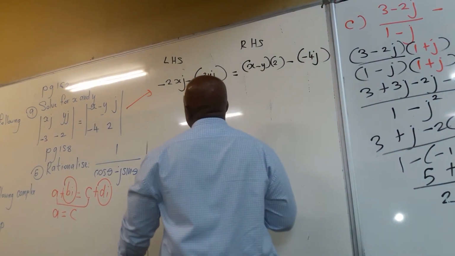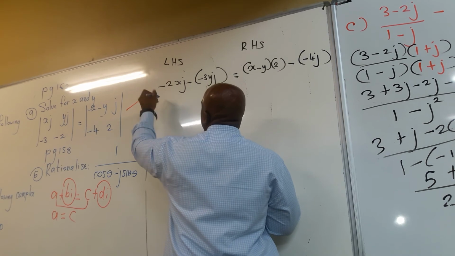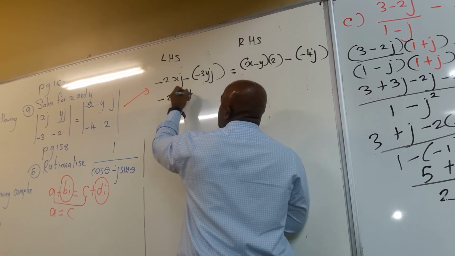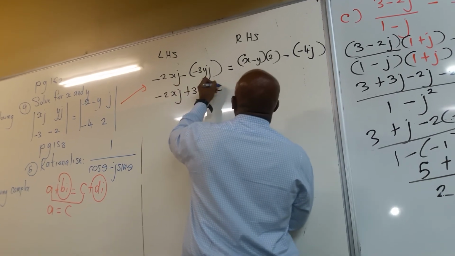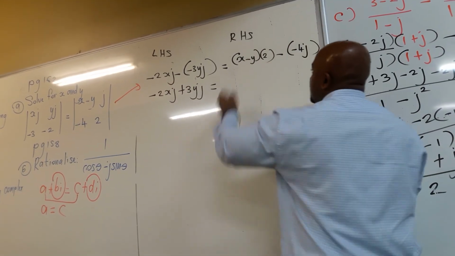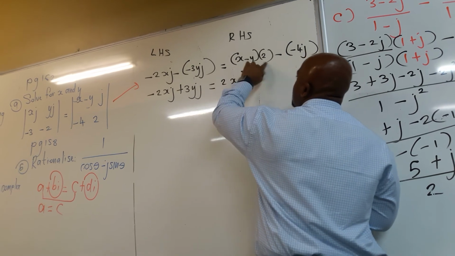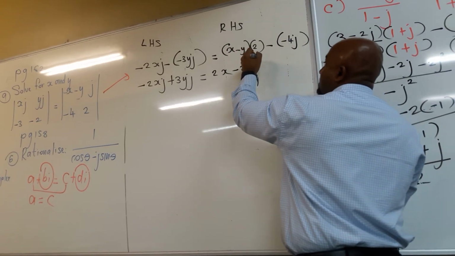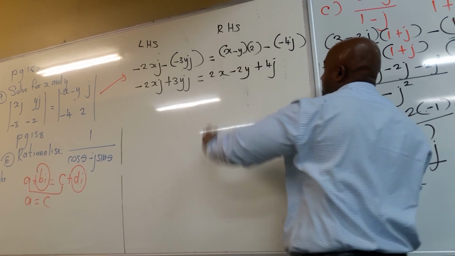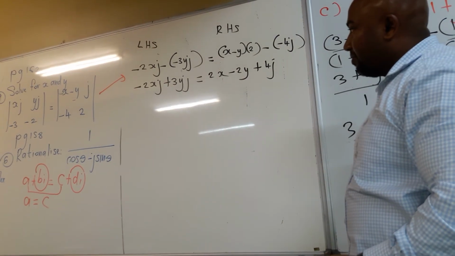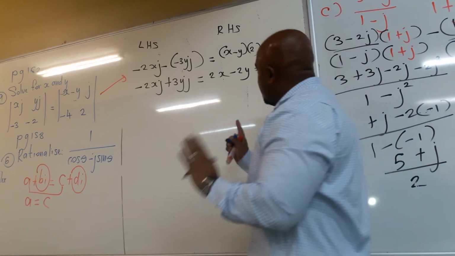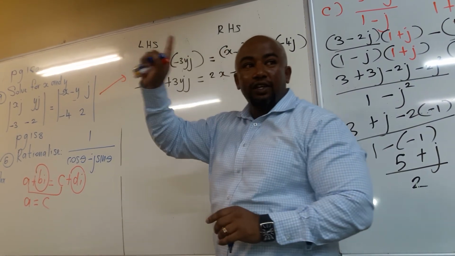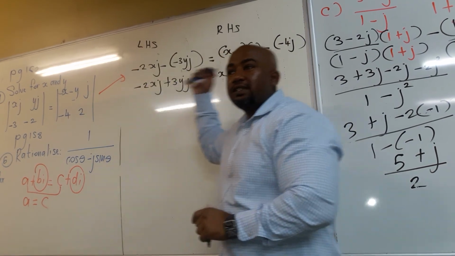Let's see what happens here. So I've got minus 2xj, negative times negative, positive 3yj. On the right hand side, 2 times x is 2x, 2 times minus y is minus 2y. Negative times negative is a positive 4j. Okay, now let's start equating. The problem is I have 2 j's here on the left. I need only a single j on the left and a single j on the right.